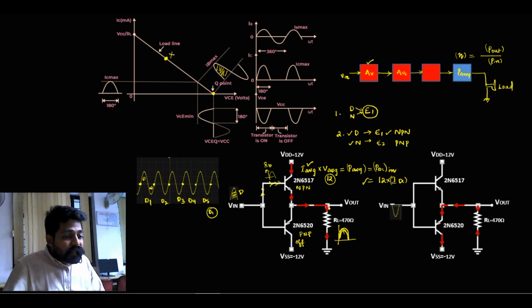In a similar fashion, in the second case, during the night time, when I give a negative half cycle, the transistor T1, the NPN transistor, will be off, and the other one will be on. Now, how exactly do we give the negative half cycle? That transistor also needs to deliver the negative half cycle over here.